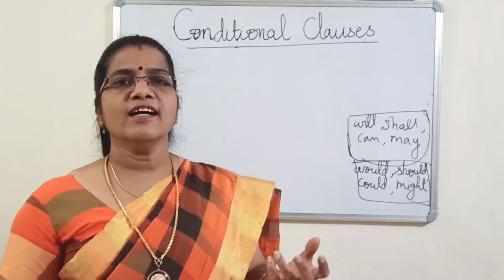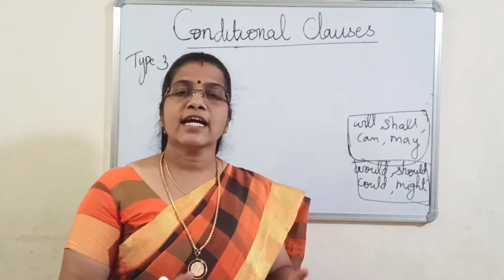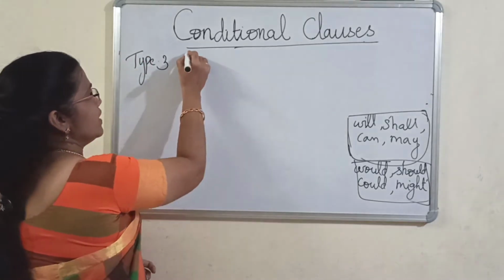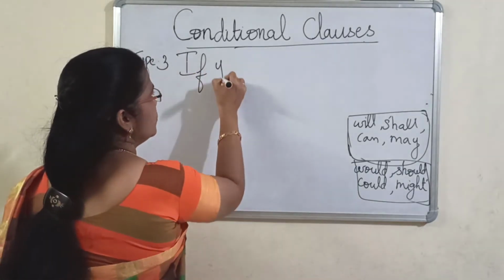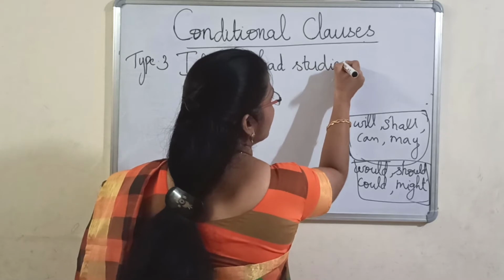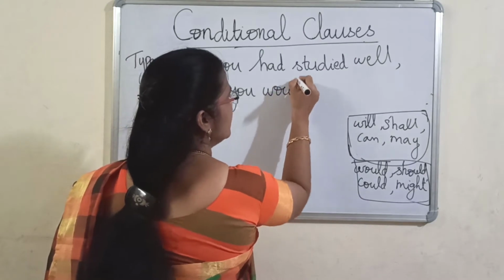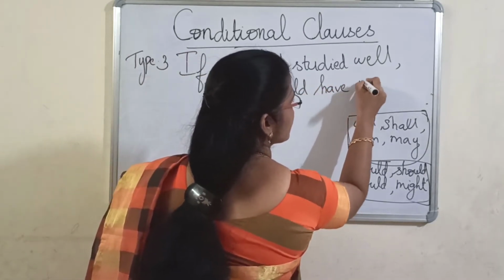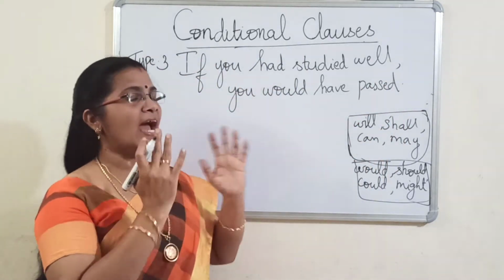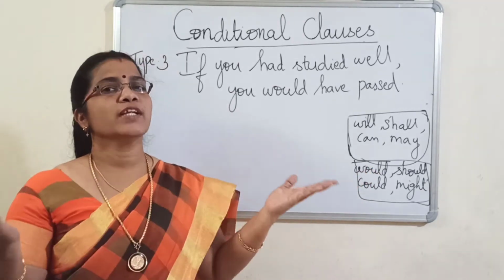Now children, let's learn what is the form of type 3, okay? Type 3 conditional clause is called an unfulfilled condition, okay, right? So I can give you an example like this. If you had studied well, you would have passed. Now, when I say if you had studied well, you would have passed, I mean you did not study well, so you did not pass.